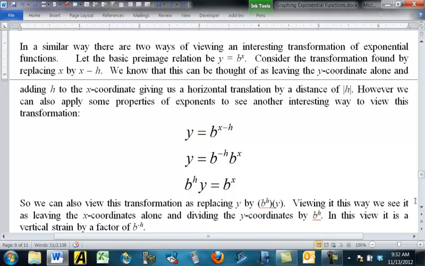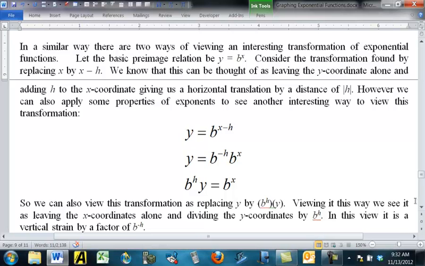horizontally. If h is positive, because the negative is built in, you're going to the right. If h is negative, you're going left. But notice I can also use properties of exponents and think of the right side as b to the minus h times b to the x. Remember, properties of exponents, you keep the same base and add the exponents. So now b to the minus h is a constant, and I can multiply both sides by b to the h and get b to the h times y is b to the x.